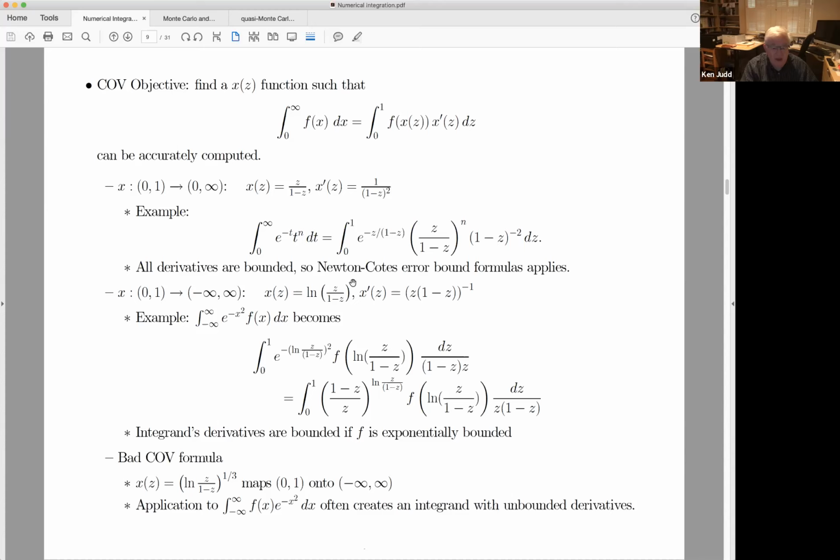Now, doing a good nonlinear change of variables, there's some art to that. The key thing is that this change of variables is good because it's well behaved as z goes to 1 and x goes to infinity. Here's a bad change of variables, because it makes the x of z function unbounded, or gives it an unbounded derivative. So there's some art to this, but nonlinear change of variables is a way to go for infinite domains.